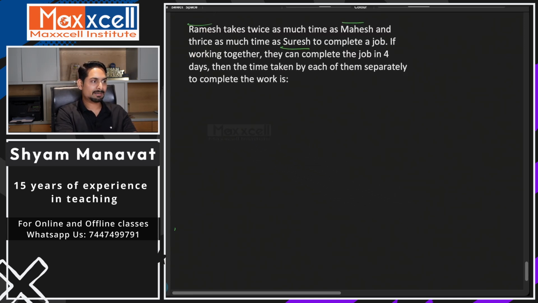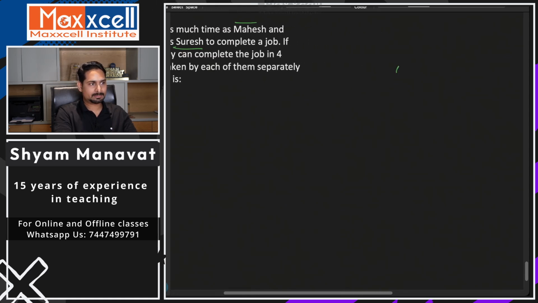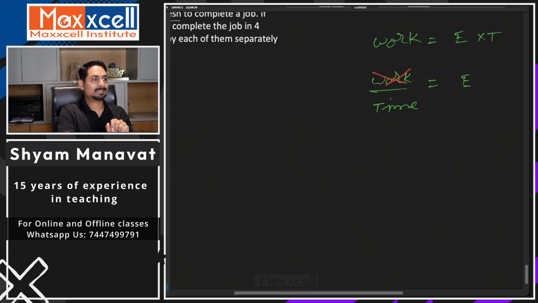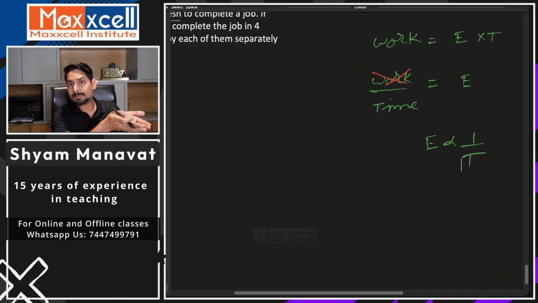But here they have already given the relationship between the efficiencies. See, Ramesh takes twice as much time as Mahesh. What is the relation now? If I tell you work equals efficiency into time, so efficiency equals work upon time. Understand, this is a very important concept. If I keep time constant, then efficiency is inversely proportional to time. We have just completed the proportion chapter.